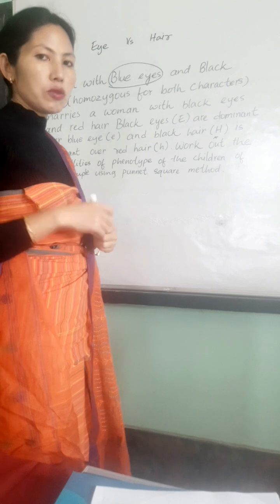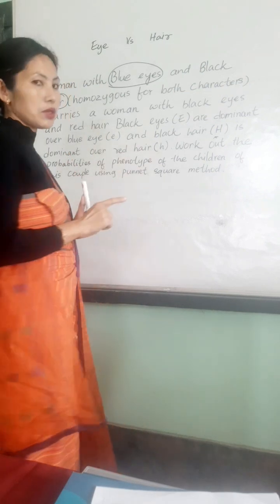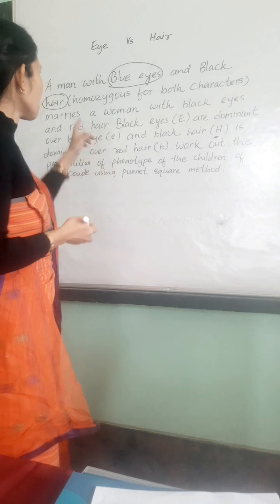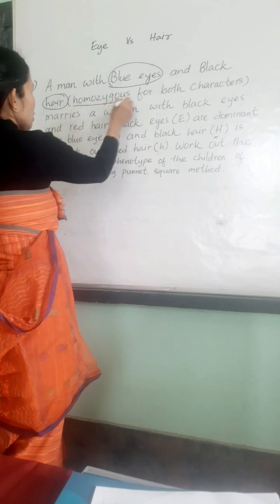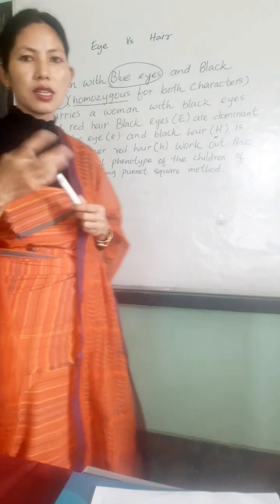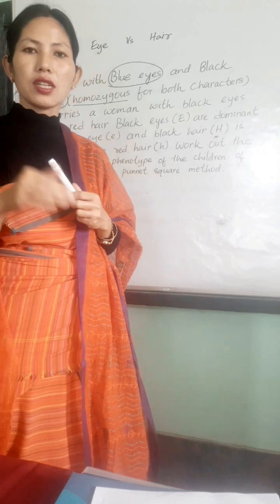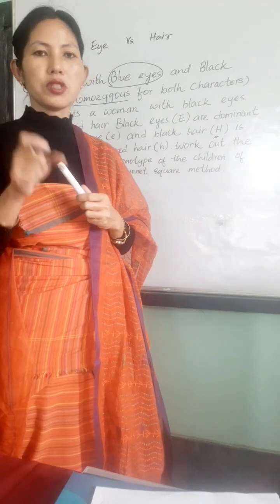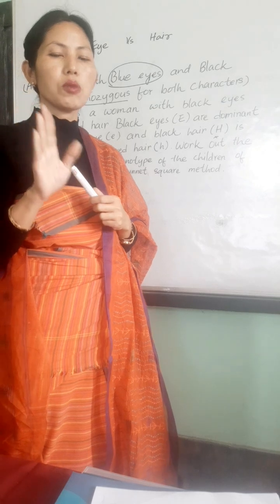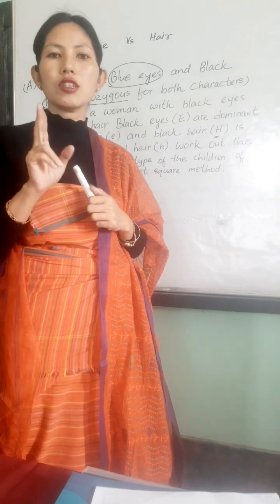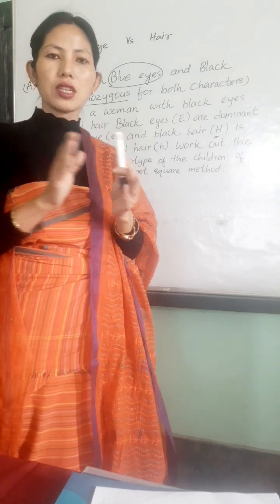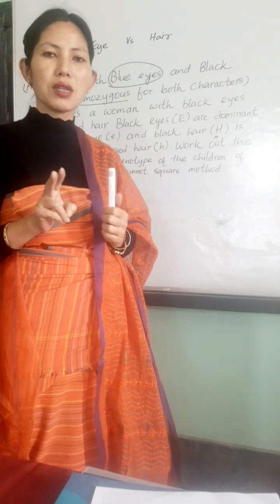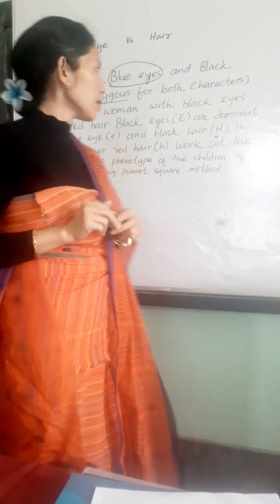Now one thing is done, that it is a dihybrid cross. In the second piece of information, homozygous for both the traits, it means whether it's the color of the eye or the color of the hair, it's homozygous. Homozygous means you will use the same letter, whether uppercase or lowercase, so it's not heterozygous.